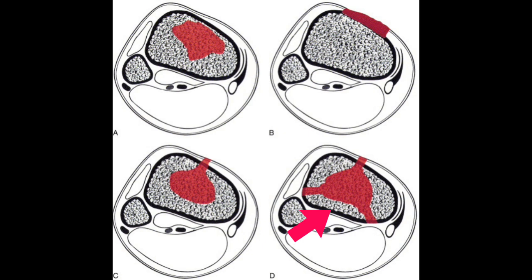To sum up, this anatomic staging is four types. Type 1 is medullary osteomyelitis. Type 2 is superficial osteomyelitis. Type 3 is localized osteomyelitis. Type 4 is diffuse osteomyelitis.